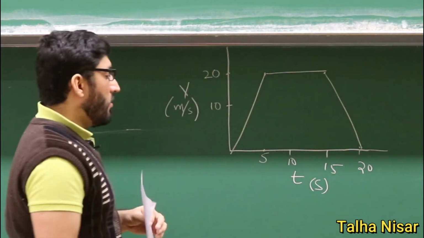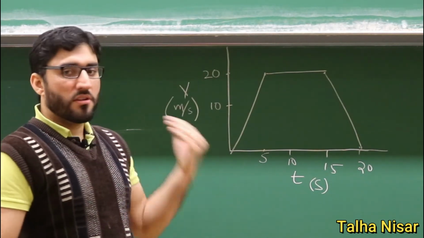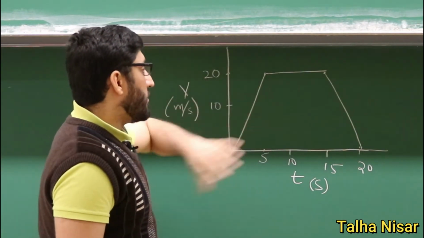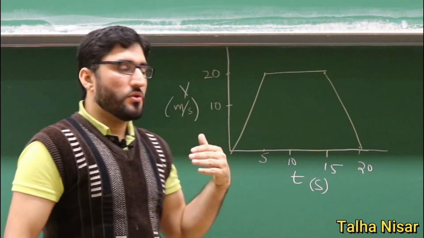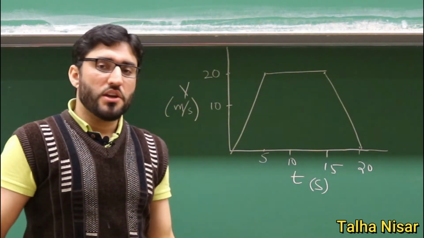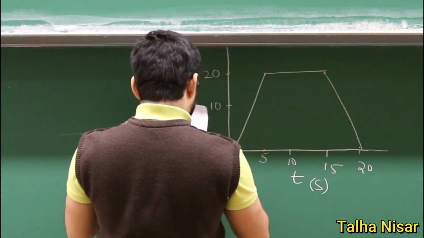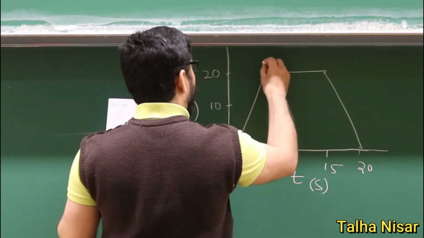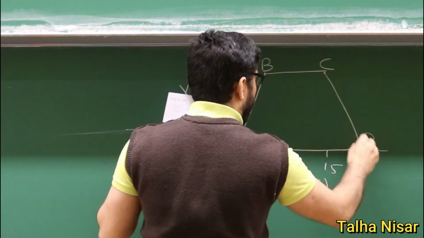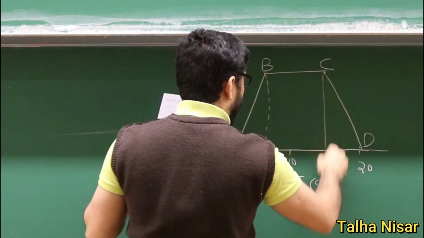We want to know how much distance is covered by this object, this car, during this time, with the information that we have. And since the velocity is changing and then constant, we also want to know what the acceleration is in this case. This is, for example, point A. We have point B, point C, then D.